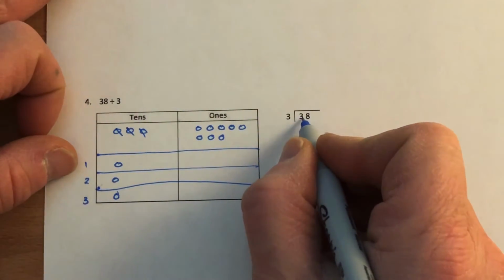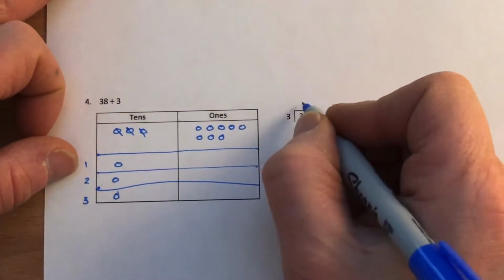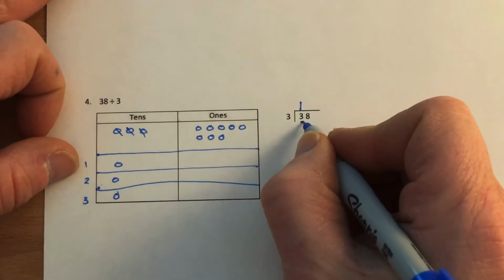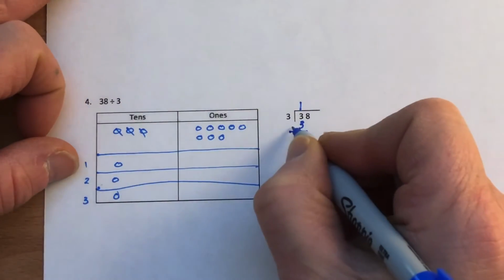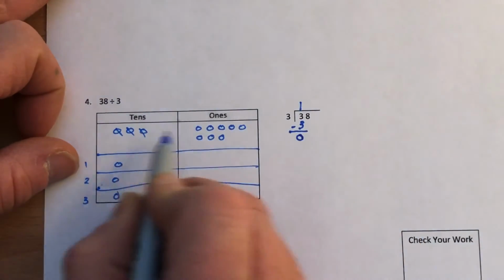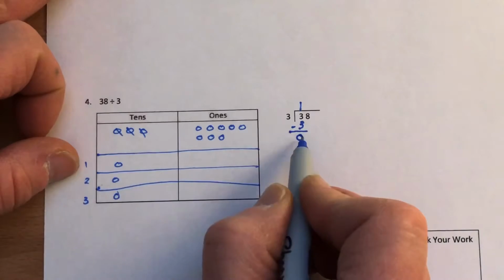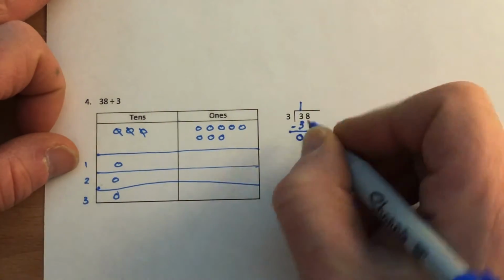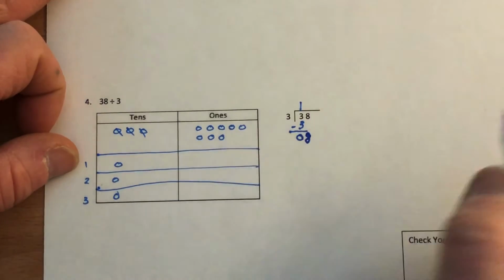3 fits into 3 one time, right? So I put that there. 1 times 3 is 3. Subtract that, I get 0. So that means I have 0 remainders. You see that? 0 remainders. So then what I do is bring down my 8. So now it's our turn to divide the 8s.